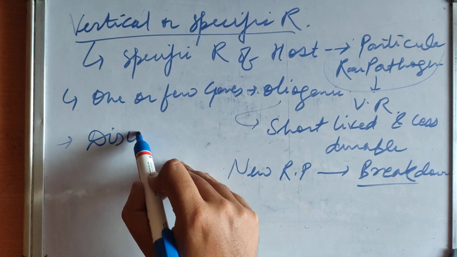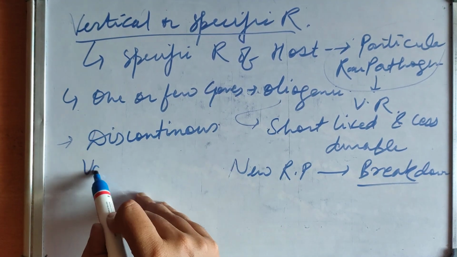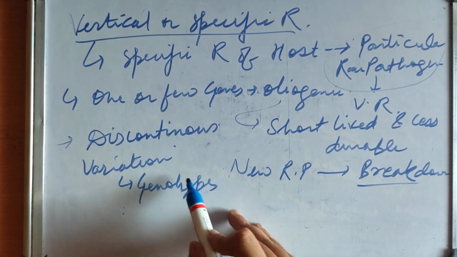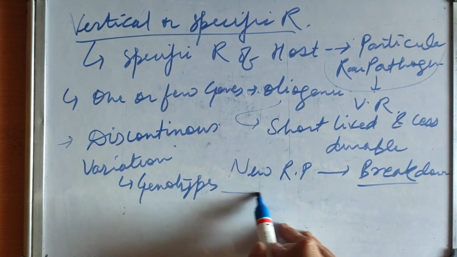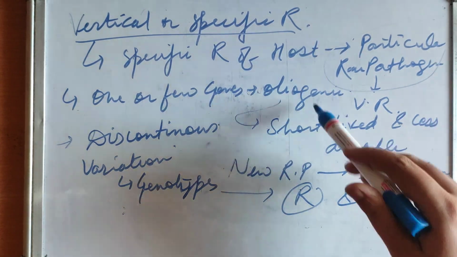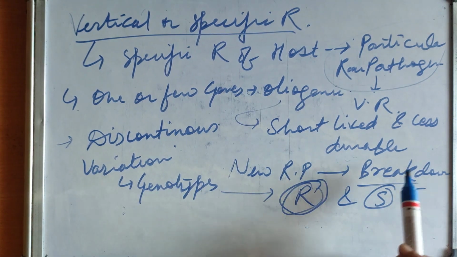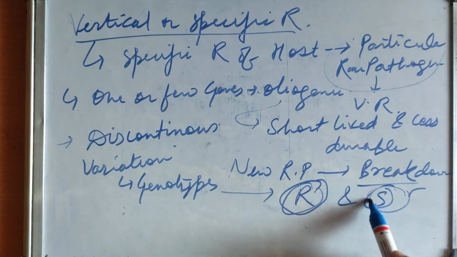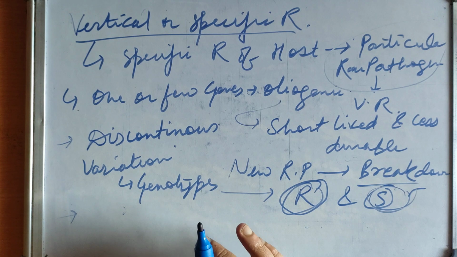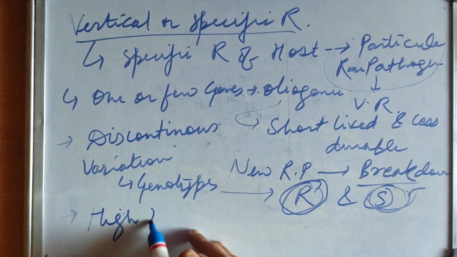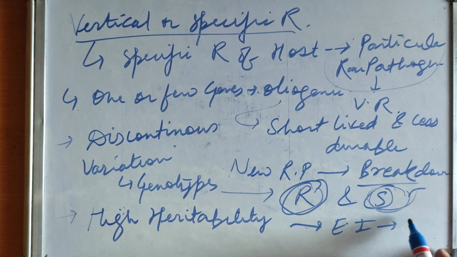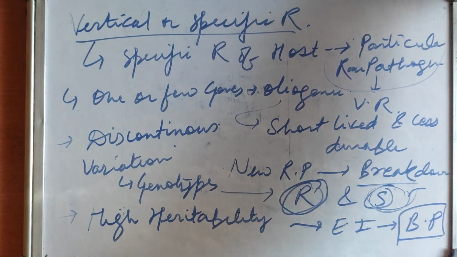Classification of genotypes into resistant and susceptible is possible. For the particular race of pathogen it is resistant, so it will be classified as resistant; for other races it is susceptible. It has high heritability, so it can be easily identified in breeding programs. So this was about vertical resistance.